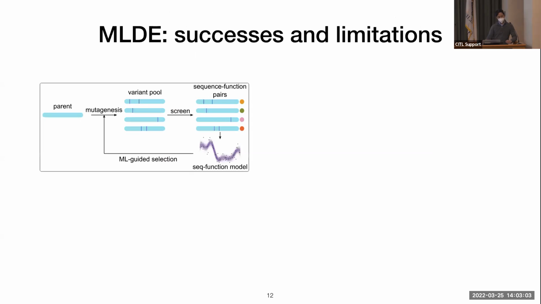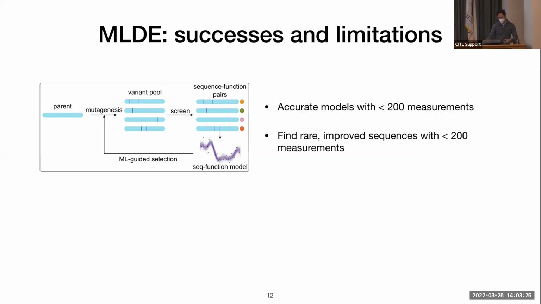All right, so we've talked about what I call machine learning guided directed evolution, or MLDE, and some successes and limitations. In that case, we trained accurate models with fewer than 200 measurements, which is great because these measurements require a patch clamp, and 200 measurements with replicates is a lot for patch clamp. And from those 200 measurements, we were able to find rare improved sequences.